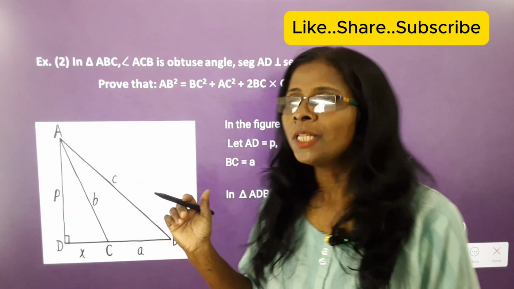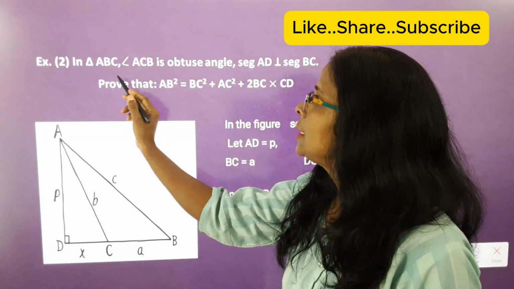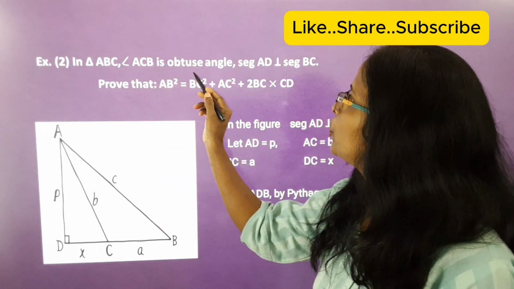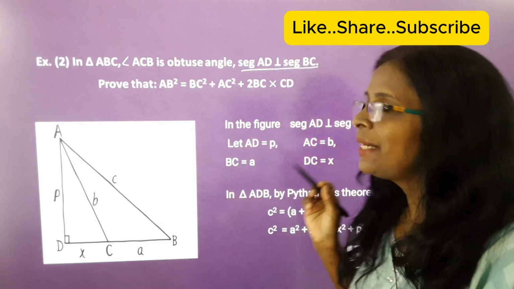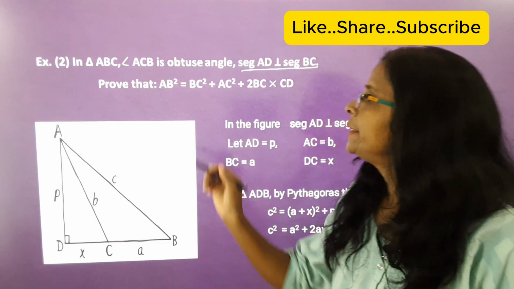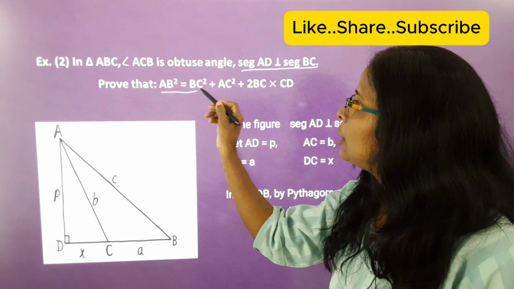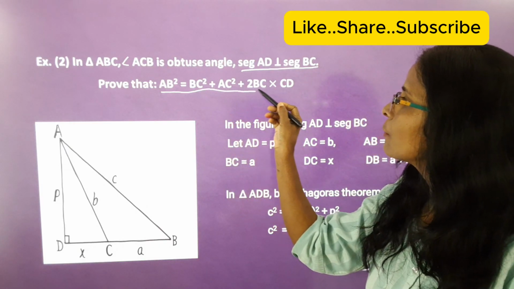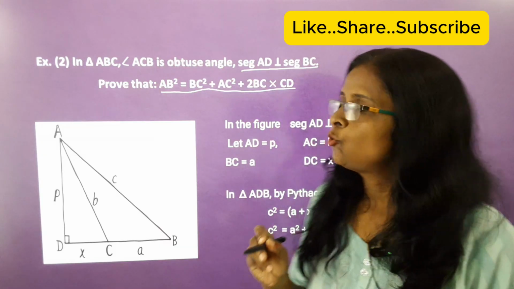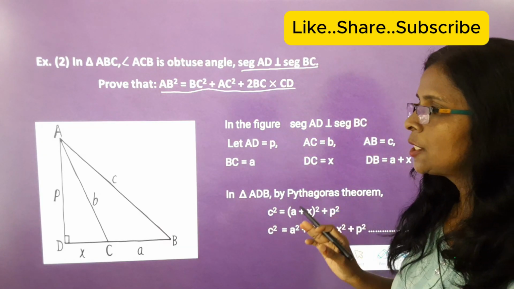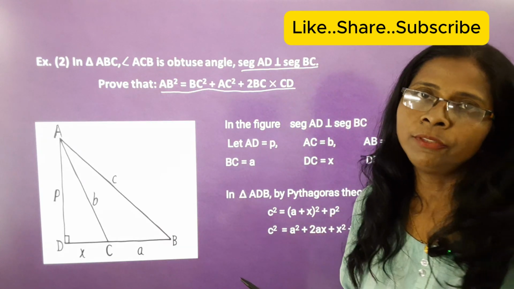Next example students, in triangle ABC, angle ACB is an obtuse angle, segment AD is perpendicular to segment BC, and prove that AB square is equal to BC square plus AC square plus 2BC multiplied by CD. So now here students, first observe the figure.